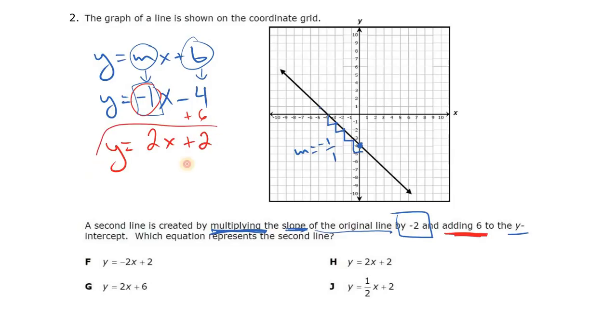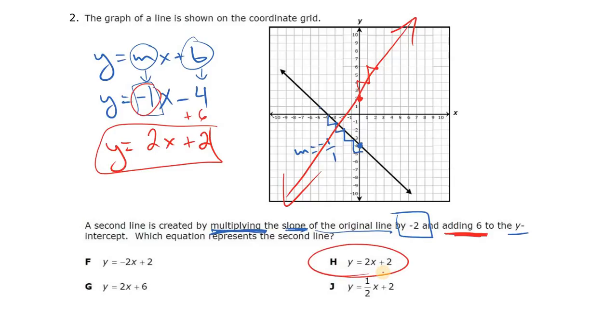So our new line would have a y-intercept of 2 and a slope up 2 over 1. That would be our new line. We don't have to have it graphed though. We just pick which answer choice has that, which is clearly H. So that's an example of transformation with linear functions.